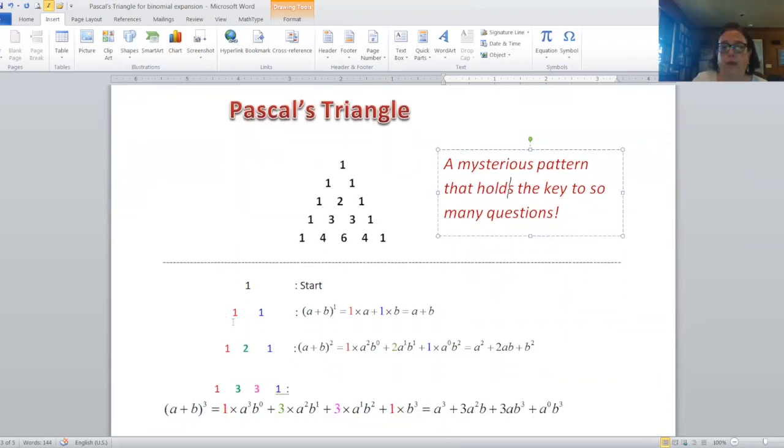Each row here, and you can look at this diagonal here to tell you what exponent. The first row gives you a plus b to the first power. It doesn't really give it to you, but it really does. The second row gives you a plus b squared. The third row gives you a plus b to the third. So that's what we're going to look at here.